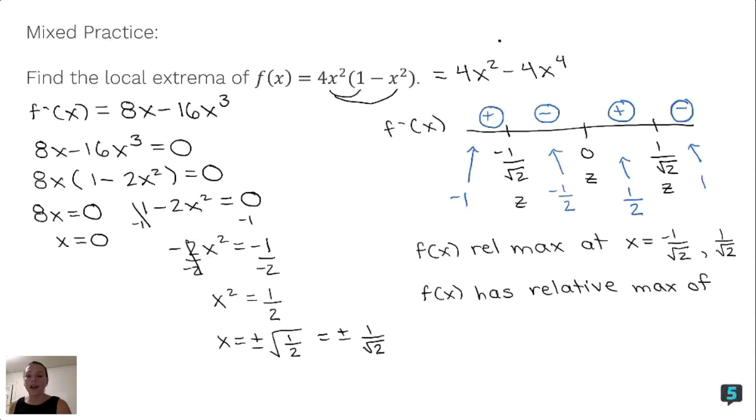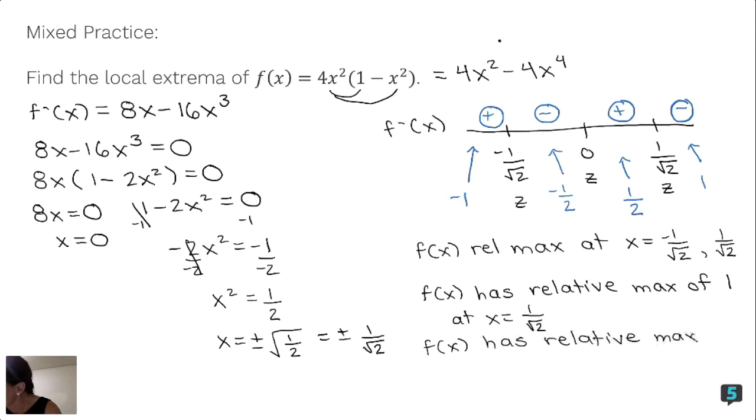Exactly. We're going to get out that it has a relative maximum of 1 at x equals 1 over the square root of 2. And guess what? Because they're squared, if I take a negative number and square it, I'm actually going to get the same result. So I'm going to find out that f of x also has a relative maximum of 1 at x equals negative 1 over the square root of 2.